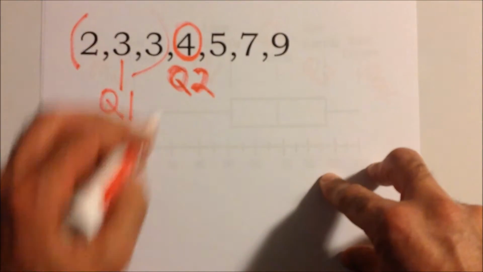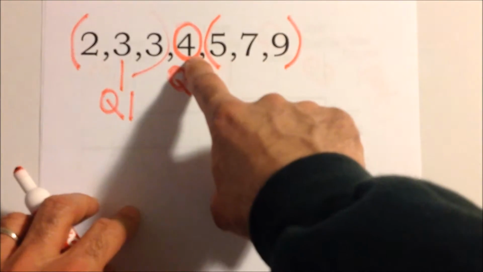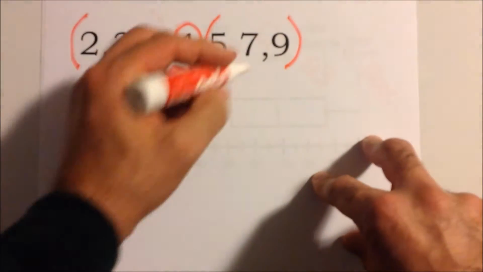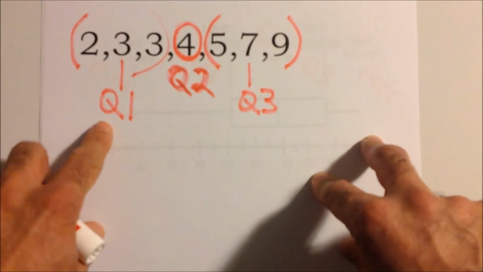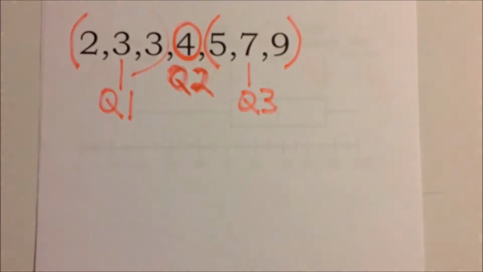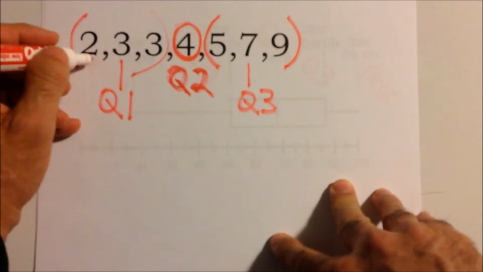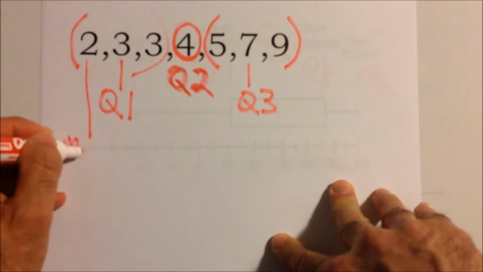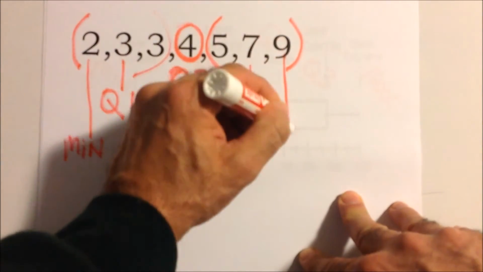Sounds strange. So again, now on the other side, we have 3 numbers to the right of the median. And the middle number there is 7. So that's Q3. So we have Q1, we have Q2, and we have Q3. Now the other terms are the min. The min is the lowest number we have, and the lowest number we have is 2, so that's the minimum, or the min. And the maximum number we have is 9.